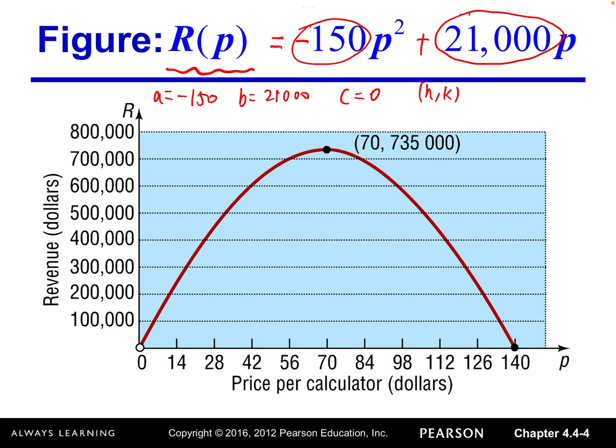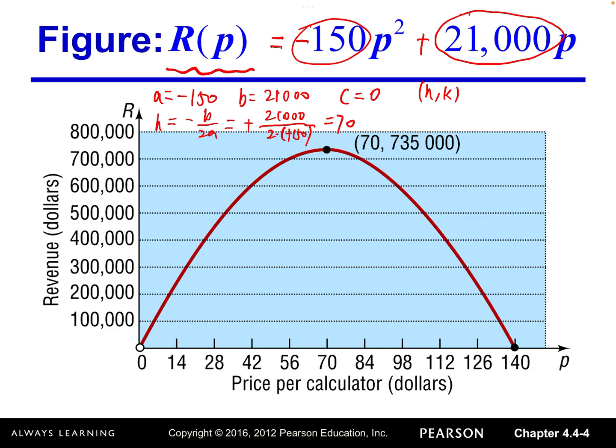Okay, so let's find the x coordinate. h equals negative b over 2a, right? That's the formula, and then we plug it in. That's negative 21,000 divided by 2 times a, where a equals negative 150. If you notice, the negatives cancel out and become positive. So we get 21,000 divided by 300, and that gives us 70.